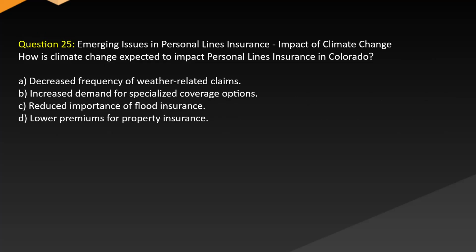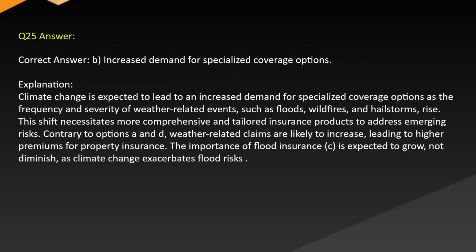Question 25. Emerging issues in personal lines insurance. Impact of climate change. How is climate change expected to impact personal lines insurance in Colorado? A. Decreased frequency of weather-related claims. B. Increased demand for specialized coverage options. C. Reduced importance of flood insurance. D. Lower premiums for property insurance. Correct answer. B. Increased demand for specialized coverage options.